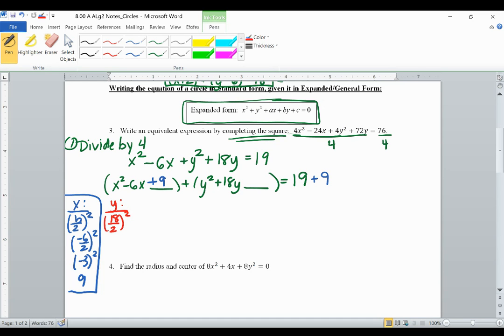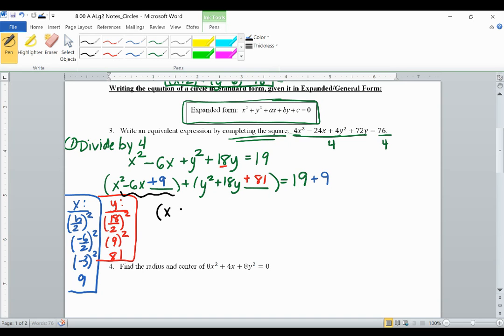Remember, you always use your new b, not the old b. So the old b would have been 72y. We want to use the 18. You're not newbies at this. And 9 squared gives us 81. We're going to add 81 into there. And then we're going to rewrite the x terms as a perfect squared binomial.